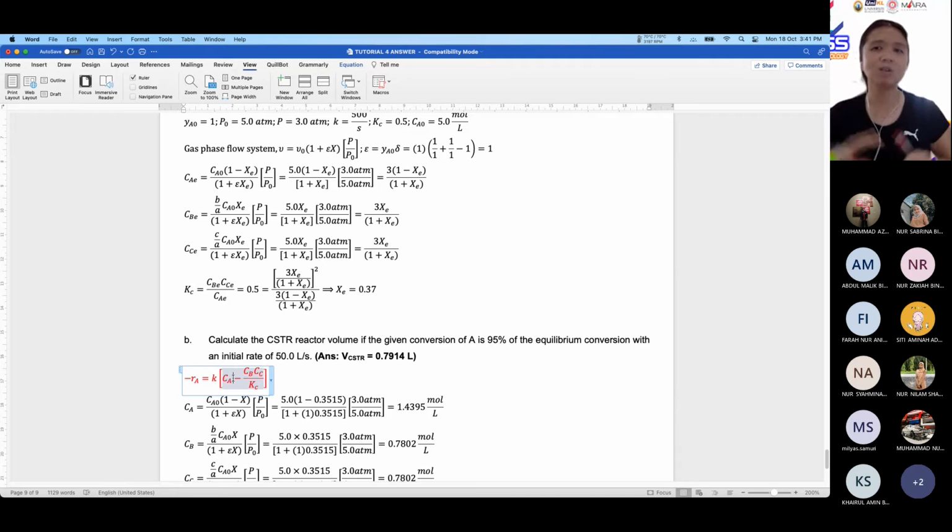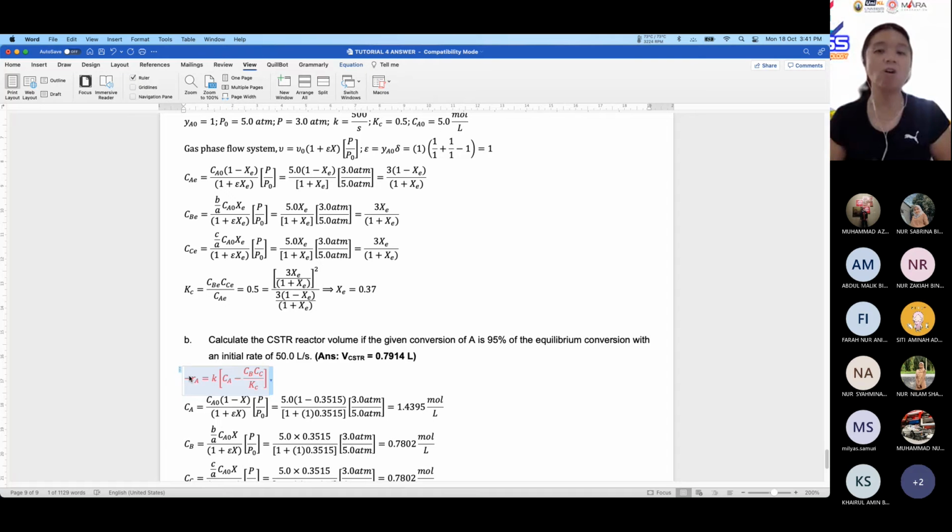Kamu kena faham certain equation ni akan berubah mengikut the reaction. Okay, so again I repeat for CB, in this equation, as CB is a product, CB muncul di bahagian kedua. If CB is a reactant, let's say in other reaction, CB will come together with CA. Okay, so done. Then divided by KC. So KC ni apa? Equilibrium constant.